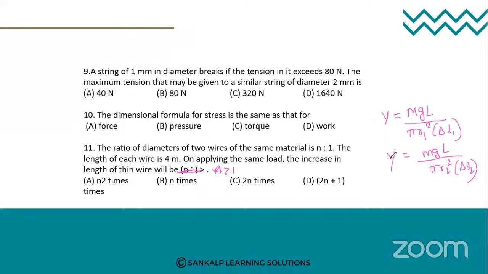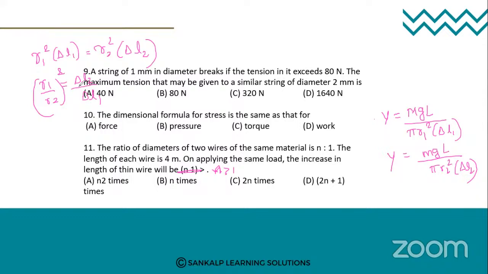We can just equate these two equations so that the same terms get cancelled. Then we have R1 square into delta L1 equal to R2 square into delta L2. Therefore delta L2 divided by delta L1 is equal to R1 upon R2, whole square.